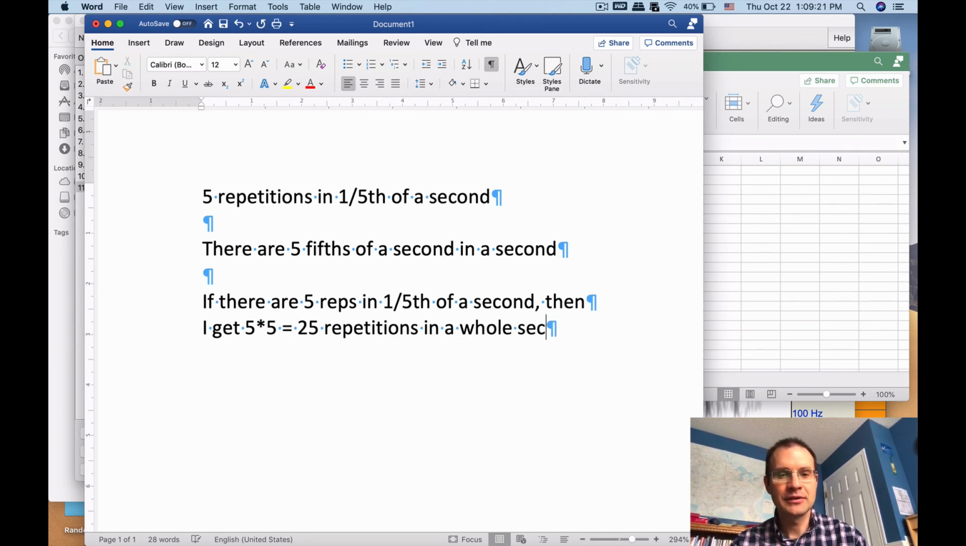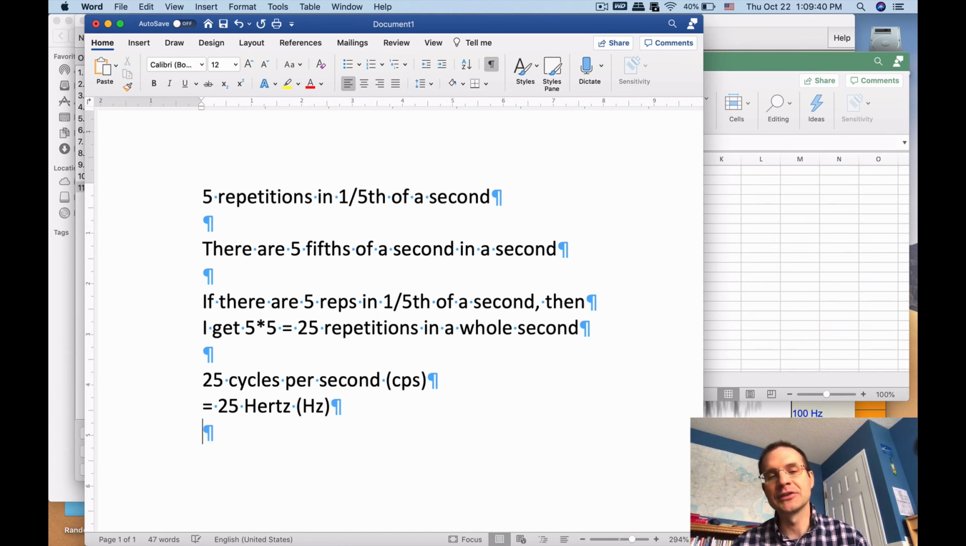One way to represent that, or one unit to use, would be an old-fashioned term called cycles per second, or CPS. So I get 25 repetitions per second. That's what it means. A way to say that using a fancier unit is hertz. 25 cycles per second equals 25 hertz. This is a less clear term to use, but it's the one that is more commonly used, and we'll use it throughout this class. Hertz is cycles per second.